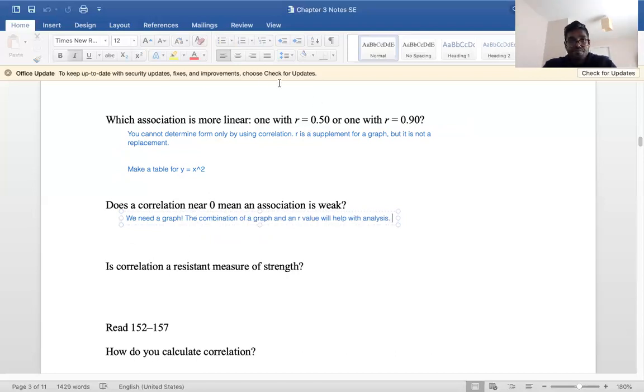Okay, and the big thing here is, is correlation a resistant measure of strength? It is not, right? It is highly impacted by outliers. So if you have outliers in the data set, your R is going to get pulled in the direction of the outlier.